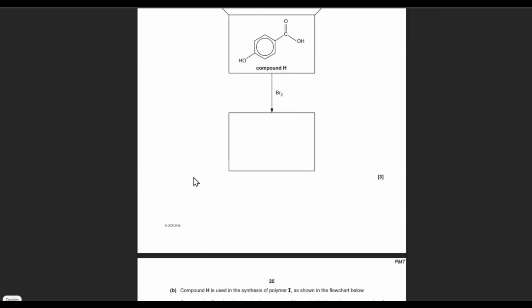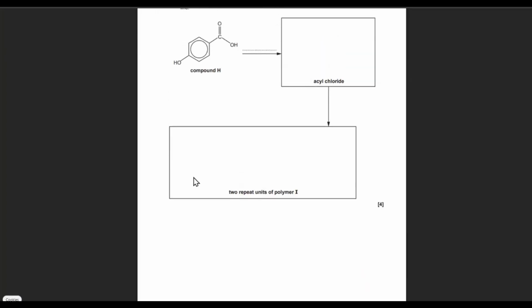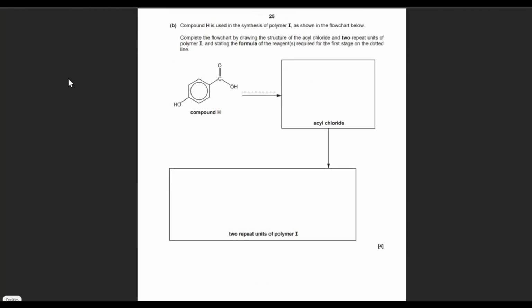Let's zing down and do the second part of this question. Okay, actually, where's the question? There it is. Compound H is used to synthesize a polymer I, as shown in the flowchart below. Complete the flowchart by drawing the structure of the acyl chloride and the 2 repeat units of polymer I in the big box below, and we need the acyl chloride on the right here. And state the formula of the reagents, if it's plural, required for the first stage on the dotted line. All right, guys, you know what to do. Pause the video, have a go. It's worth 4 marks. Let's get into it.